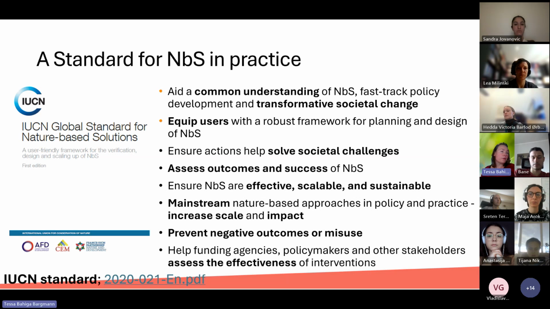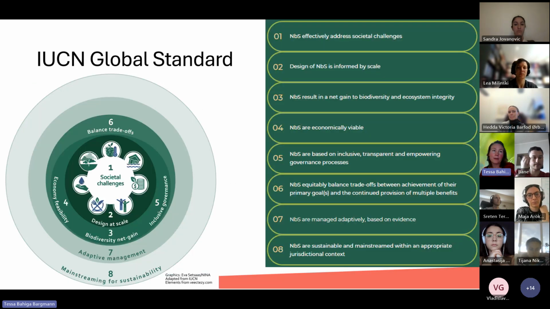So, by the way, I've added the link here on the bottom. Obviously, you can't click on it now, but when I share the presentation, you can read more detail about the global standard. I'm just going to talk a little bit about what the standard entails. So again, we have this nice infographic here. There are 8 different points that you need to think about.